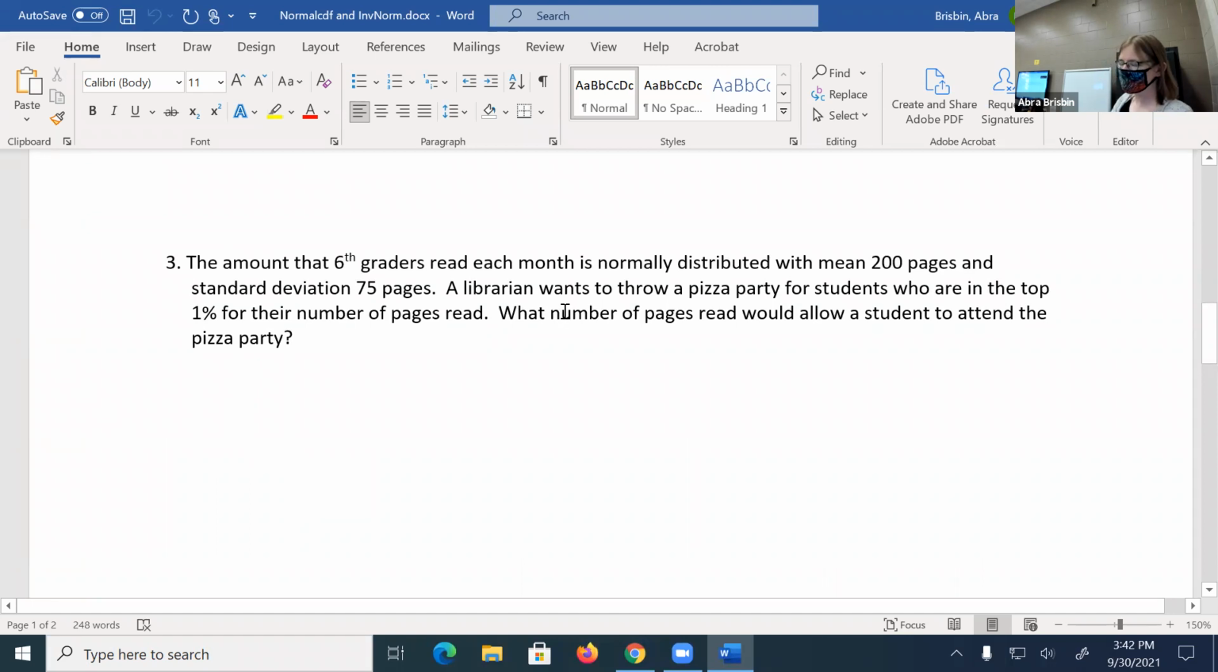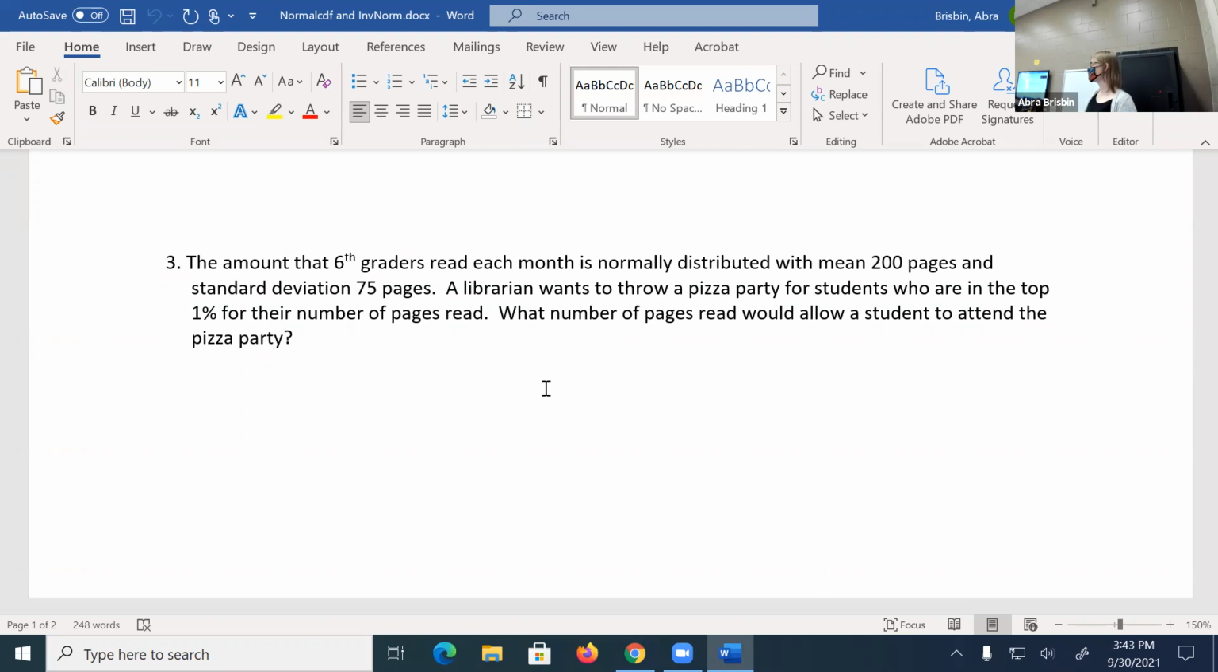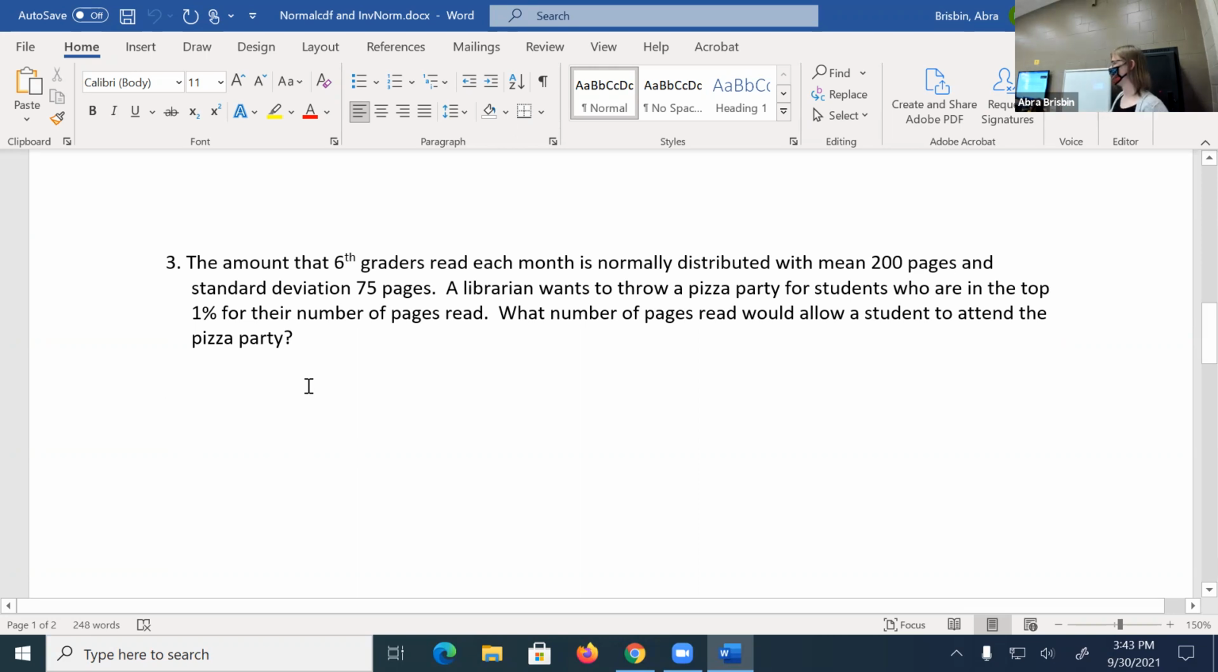So we want to find the number of pages that would allow a student to attend the pizza party, to be in the top 1% of number of pages read. What calculator function are we going to use for this? Normalcdf would let us find the probability that a particular student would have more than 300 pages read. That would be if we were given a number of pages and we wanted to find what percent of students were above that. Here, it's the opposite. We're being given the percent and we want to know what cutoff for the number of pages will give us that percent. So instead of Normalcdf, which other function do we want?